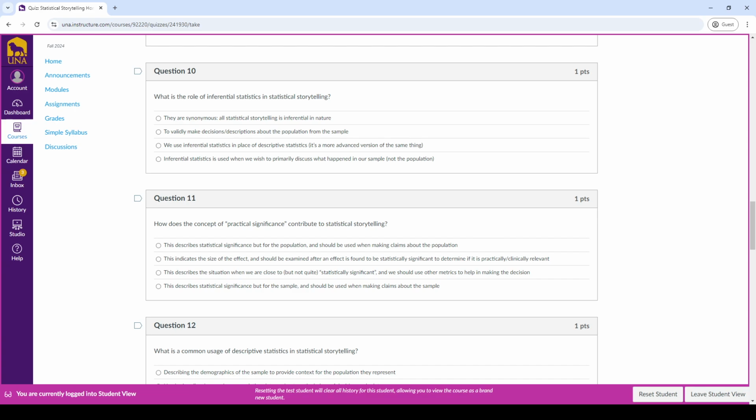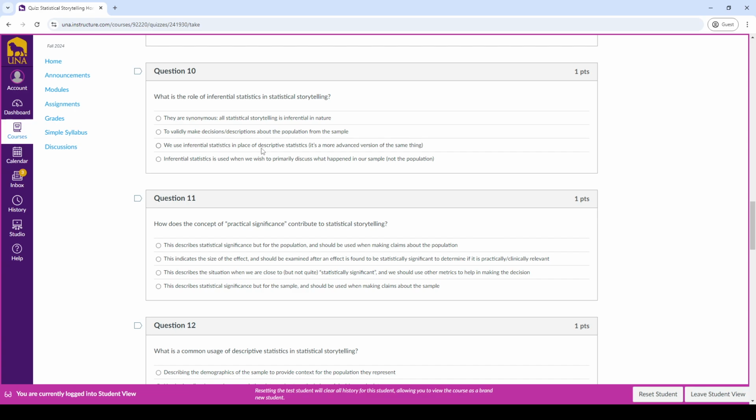All right, what's the role of inferential statistics in statistical storytelling? Well, let's see. So they are synonymous. All statistical storytelling is inferential in nature. To validly make decisions, descriptions about the population from the sample. Yes, that's going to be it, but let's read the rest.